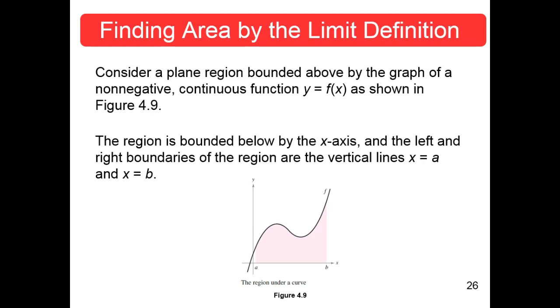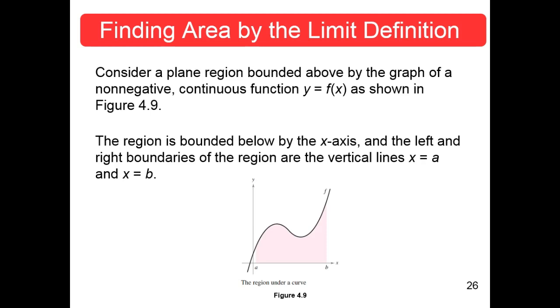Okay? The region bounded below by the x-axis, on the left and the right by x equals A, x equals B, okay? And then on top by the function itself. What we're looking for is the area of that region under the curve, okay? Now, you might say, why? But hold off on that. You'll see plenty of reasons later. Top of page 262.